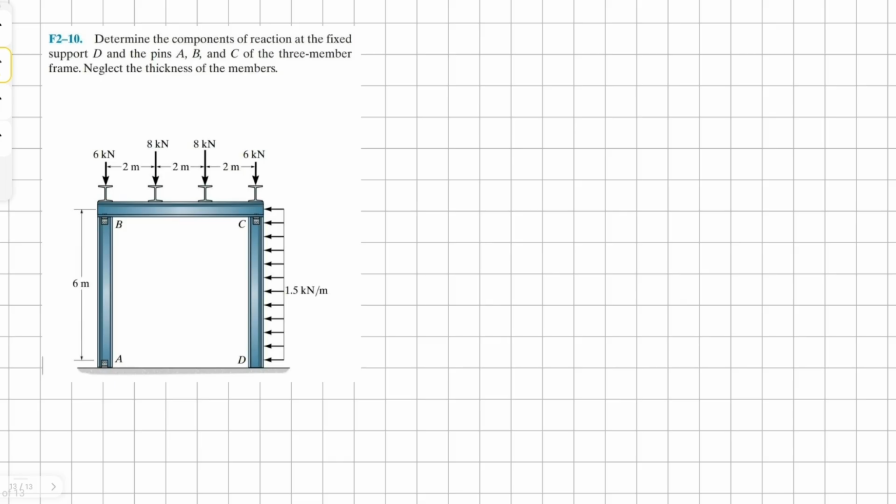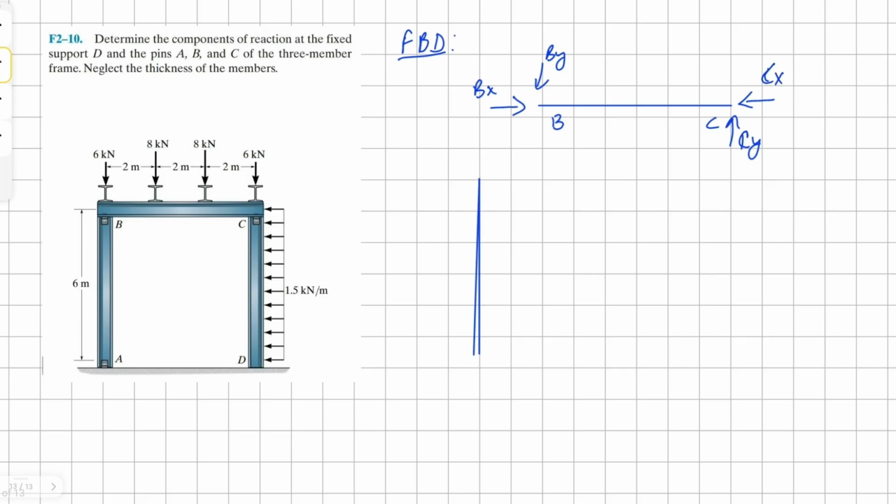Let's draw the free body diagram. BC: a horizontal and vertical component for B. We also have a horizontal and vertical component for member C, but we have to have them in opposite direction as we did in the other problems. Now our member AB. For AB member, we need to make sure that our reactions are opposite for member B.